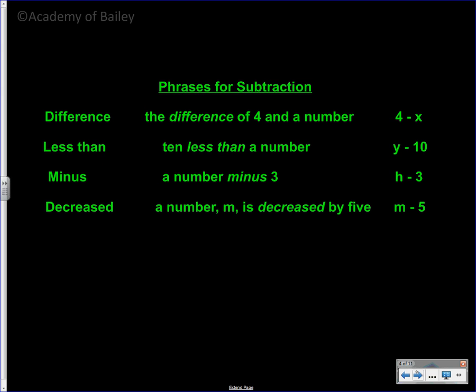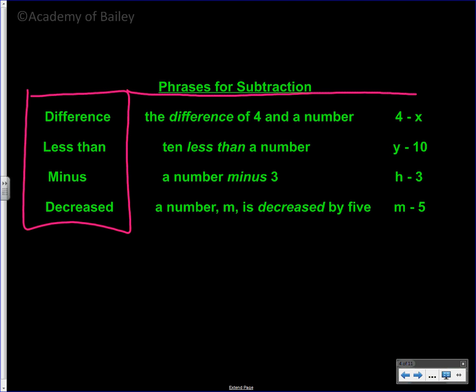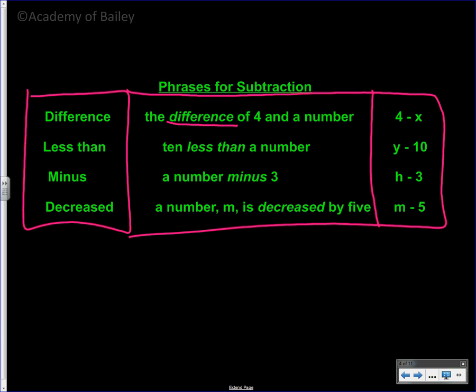Let's move on to subtraction. Phrases for subtraction here. The first one says the difference of four and a number. Well, the difference means subtraction. And so this word and, whenever you see and, you should be thinking this is where the minus sign goes. There's where the four goes, and a number, x, there's where the x goes. And it's kind of where you put your operation, whether it's plus, multiply, divide, or subtraction.